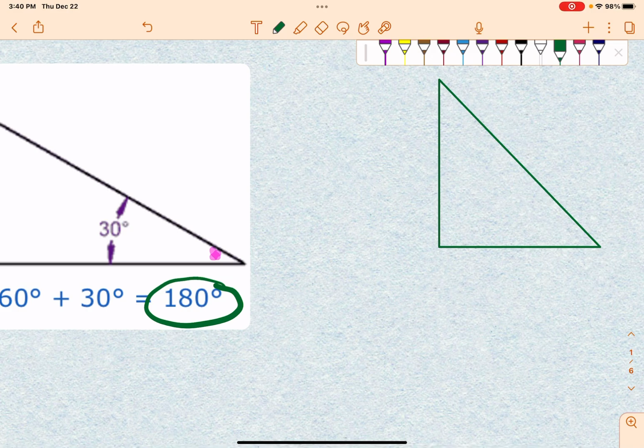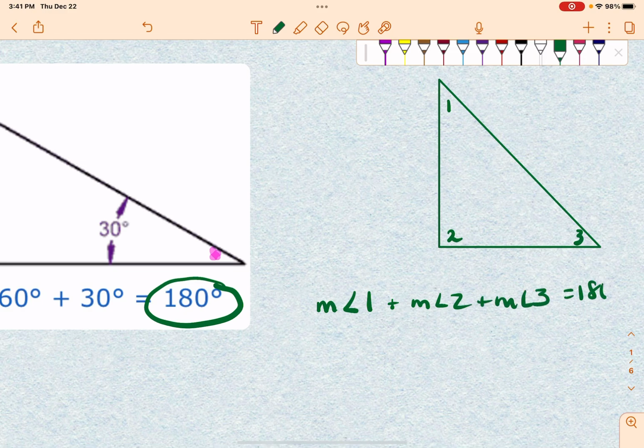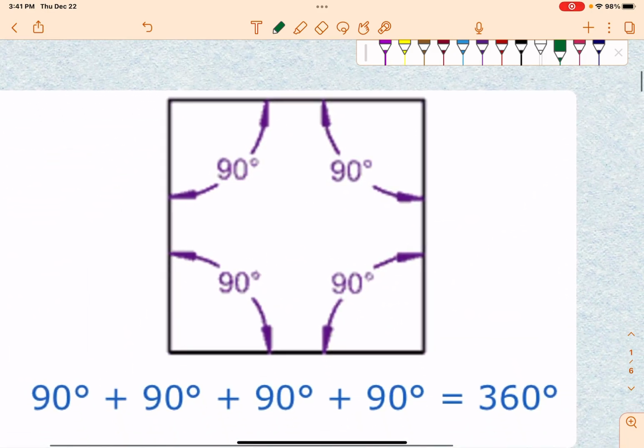So no matter what triangle you're looking at, if you have angle 1, 2, and 3, when I add the measures of those angles together, they're always going to total 180 degrees. So let's expand on that and talk about what happens when I have something that's more than three-sided. Here's an example of one.